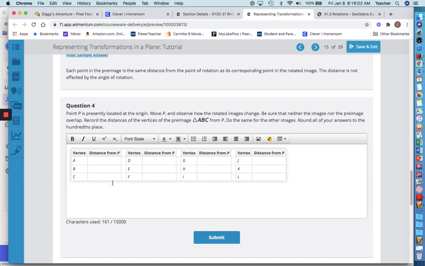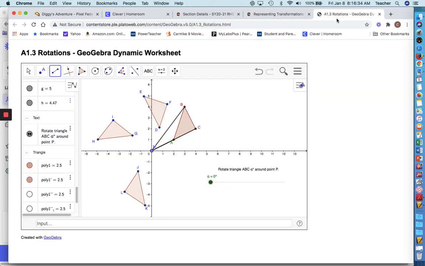All right, question 4. Point P is presently located at the origin. Move P and observe how the rotated image changes. Be sure that neither the image nor the pre-image overlap. Remember, pre-image is the original, image is the new. Record the distances of the vertices of the pre-image. C to P.